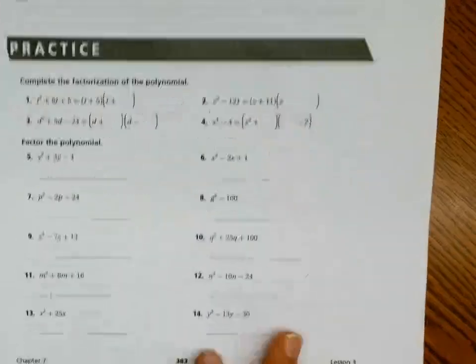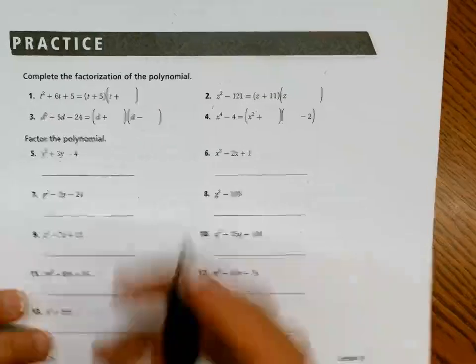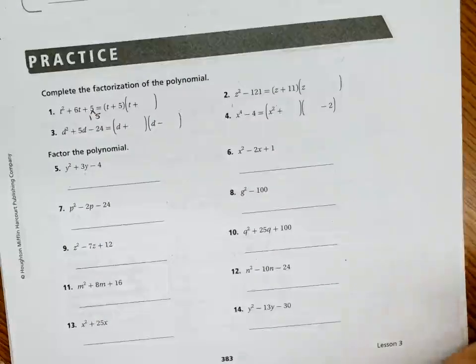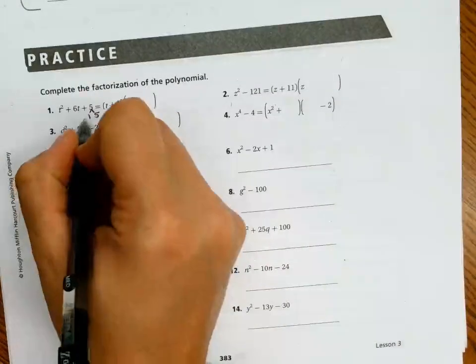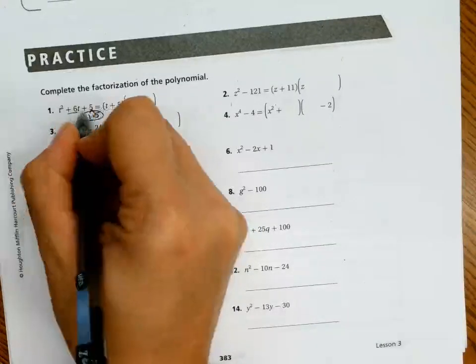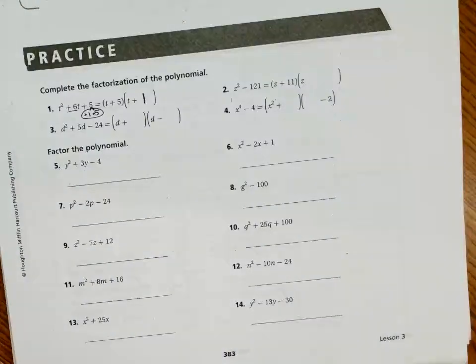All right, so let's get on to this practice. So for 5, 1 and 5. 2 doesn't work, 3 doesn't work, 4 doesn't work. Those are the only factors. So positive 1 and positive 5, add to positive 6 and multiply to 5. Try number 2.